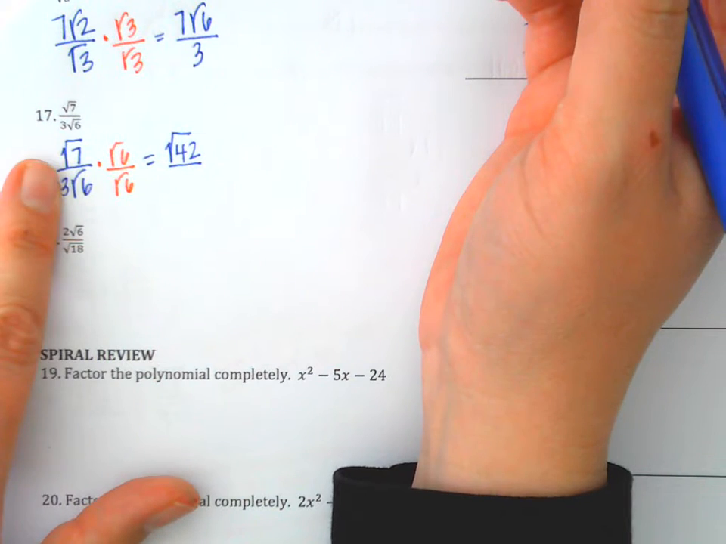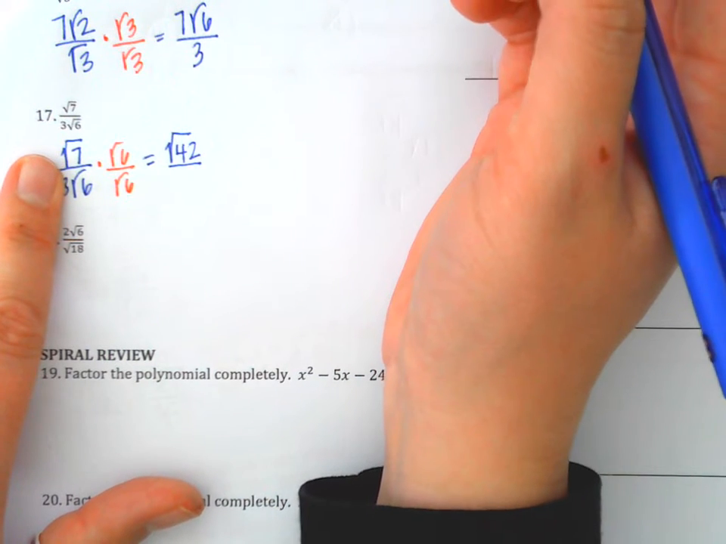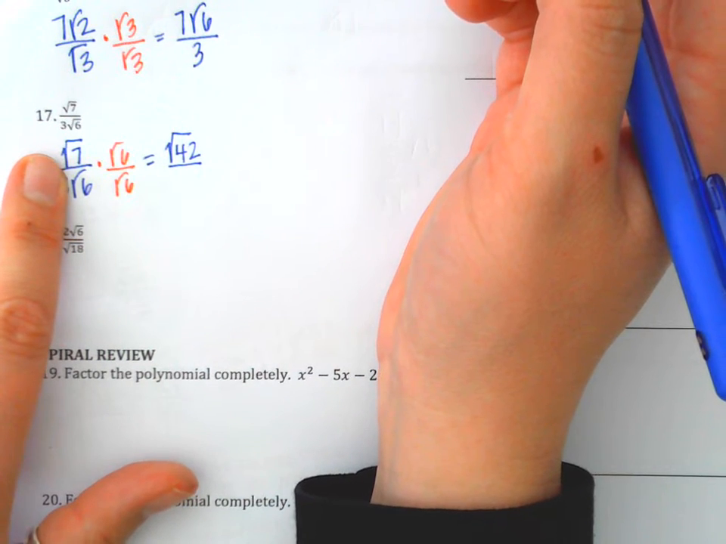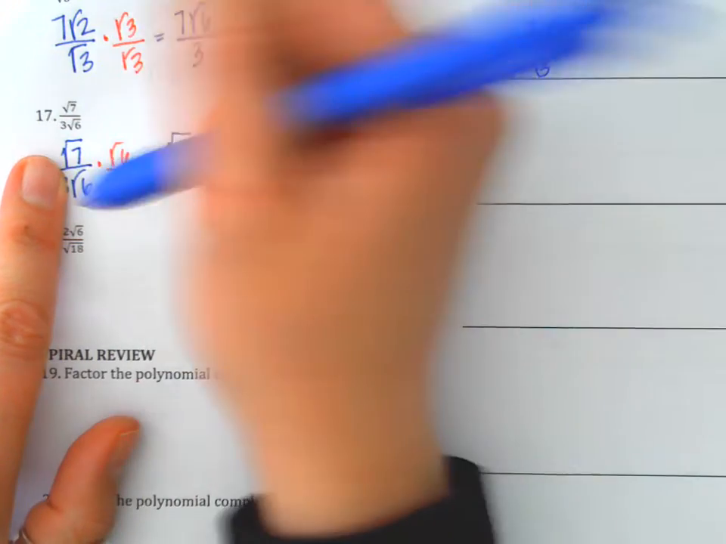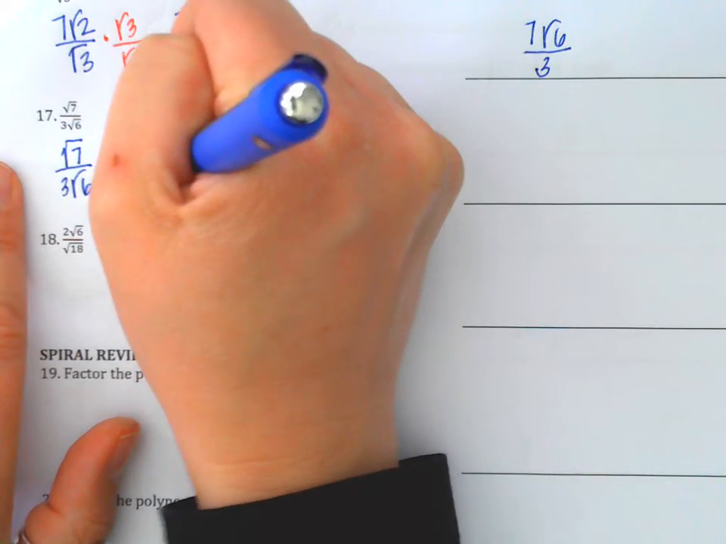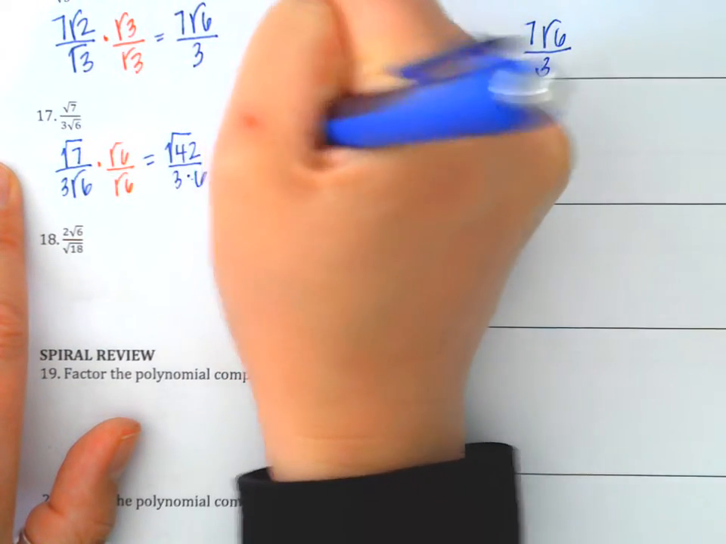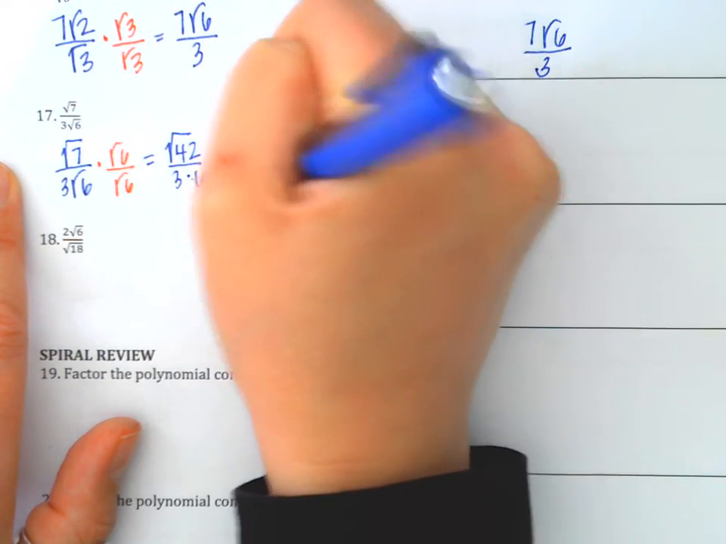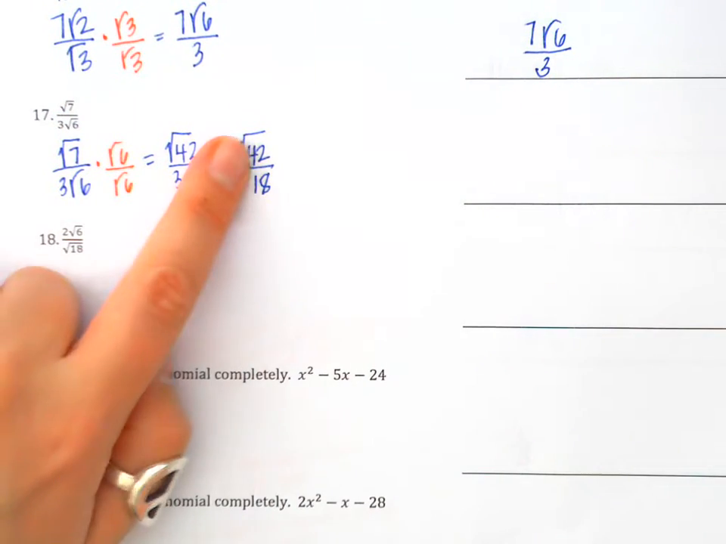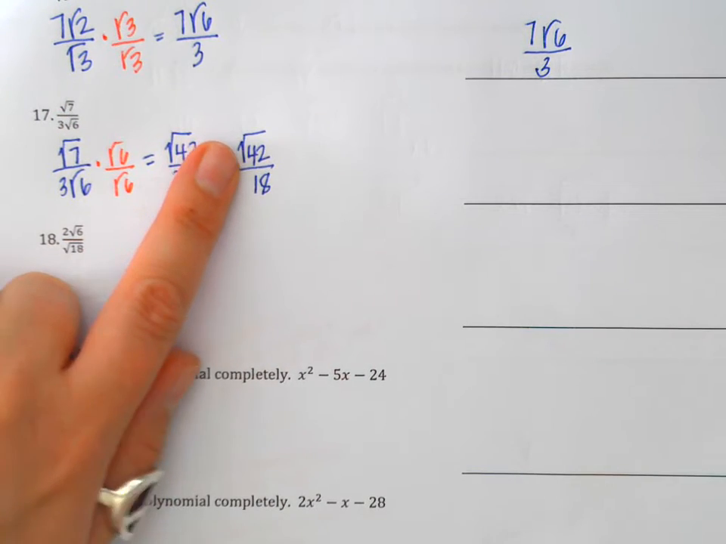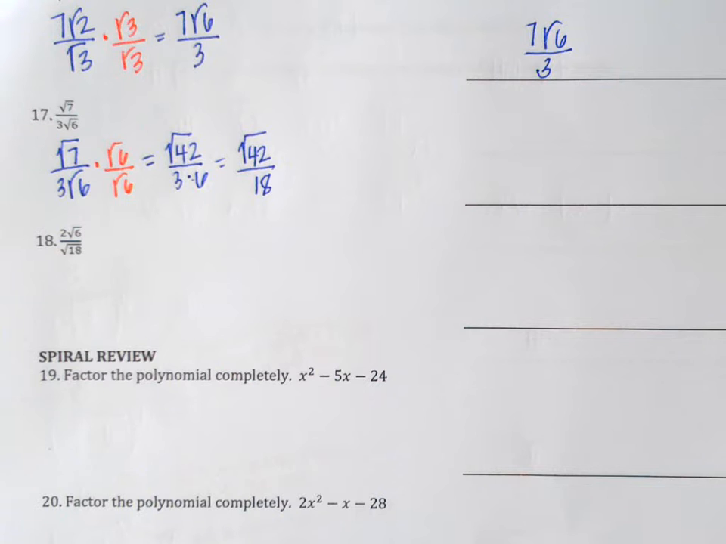3 rad 6 times rad 6. Well, let's ignore the 3 for a second and just do rad 6 times rad 6. Rad 6 times rad 6 is 6. So we're just going to do 3 times 6. Well, 3 times 6 is 18. Now, I would want to see, is there something that I can do to simplify rad 42?